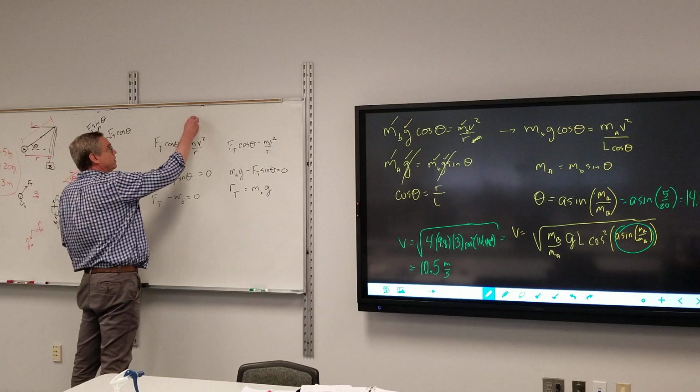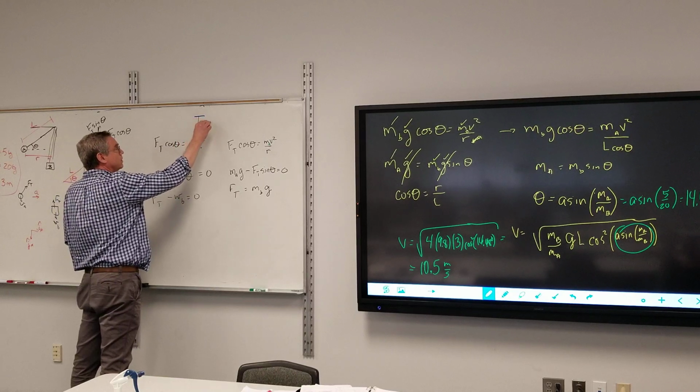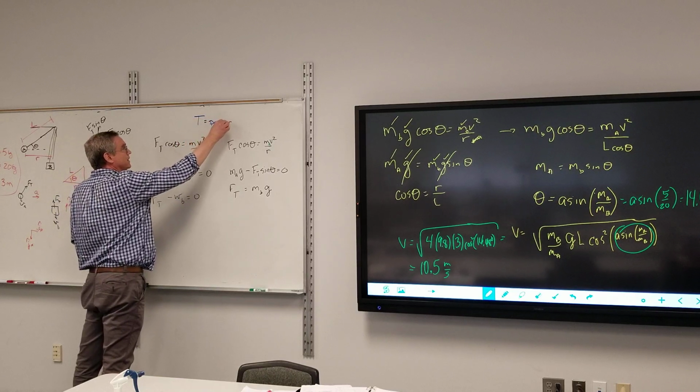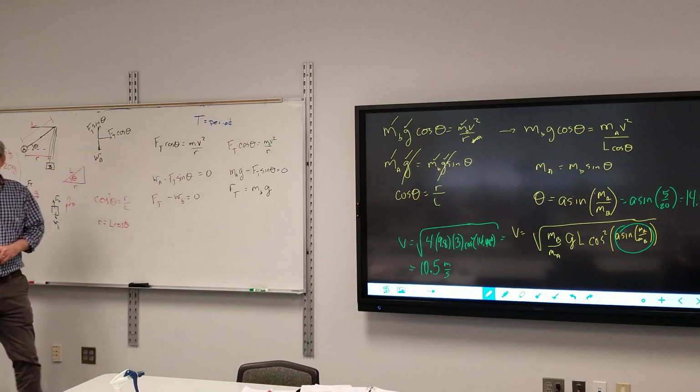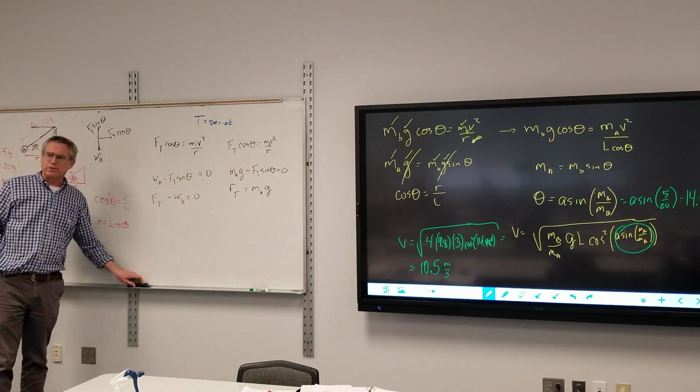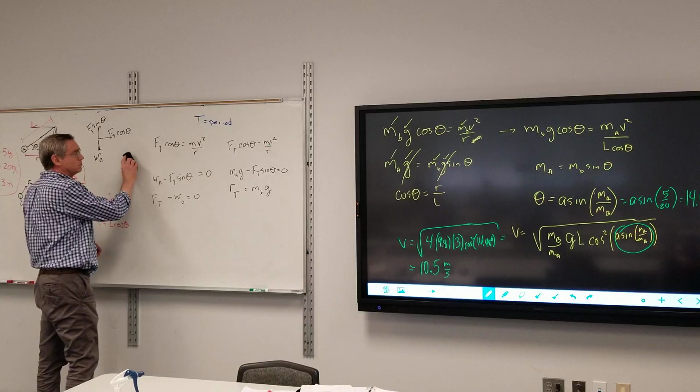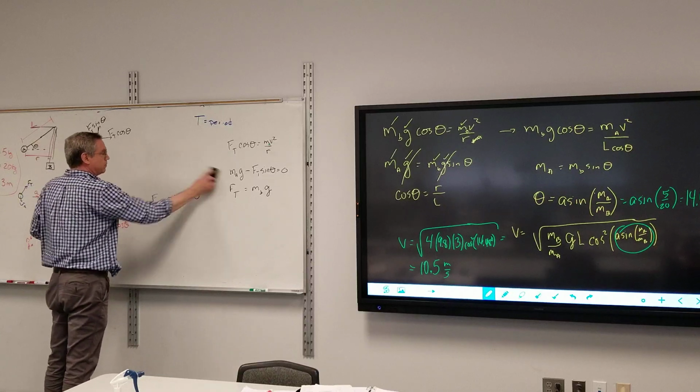The symbol for period is a capital T, which is one of the reasons I don't use capital T for tension. Actually, that is the reason, not just one of them. That's all repetitive stuff.